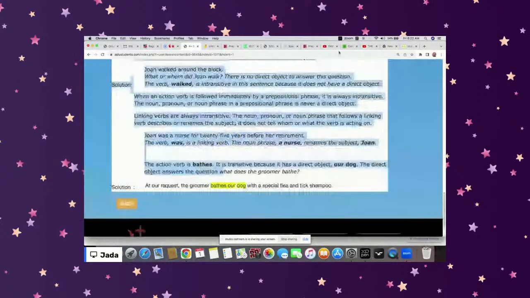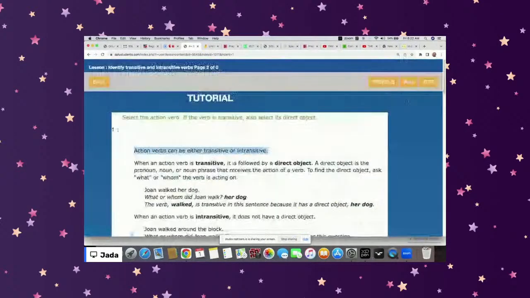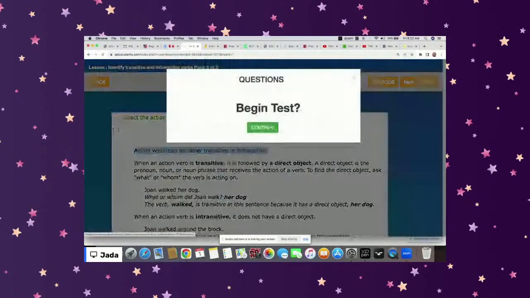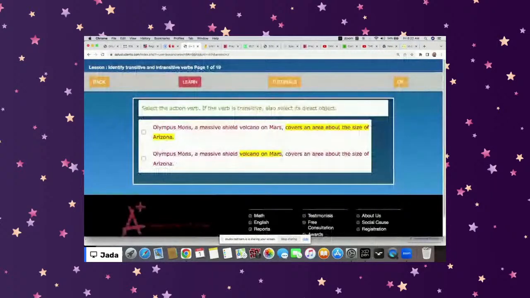Okay, so I think that's it for this one. Let's try the test together. You can send in your answers if you know. Select the action verb. If the verb is transitive, also select its direct object. So, can you look at this and then tell me which one?